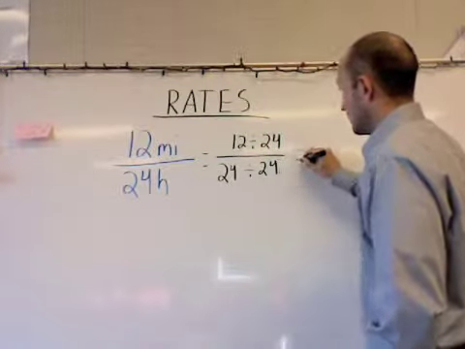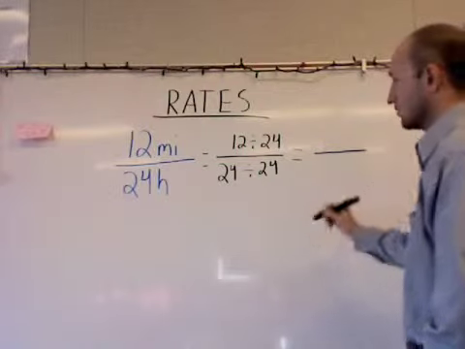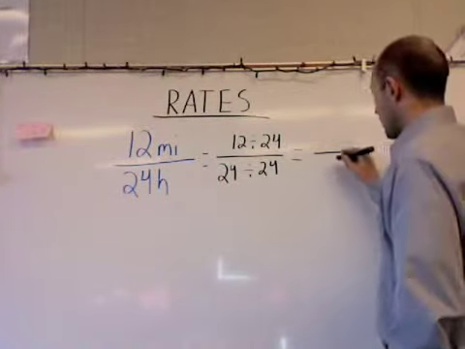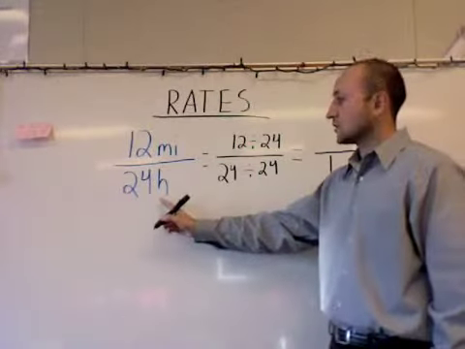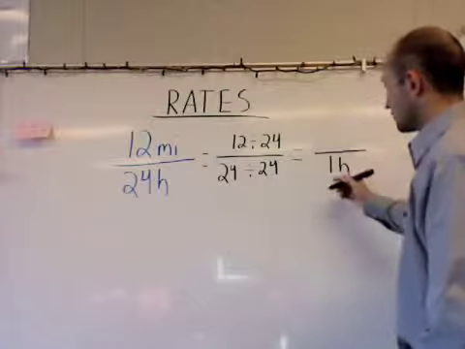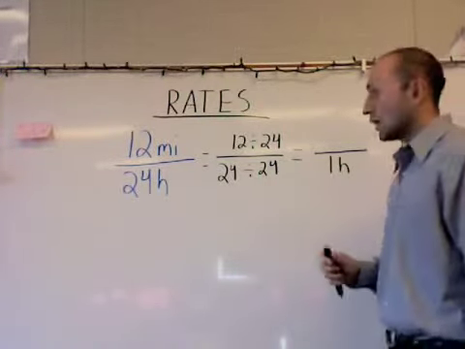Now this next equal sign will be our last one. This is where our final answer is going to go. I know that 24 divided by 24 is 1. I'm going to go back and take this unit. It was measured in hours, so that's going to stay the same. So we're going to find out how fast or how far it actually goes in 1 hour.